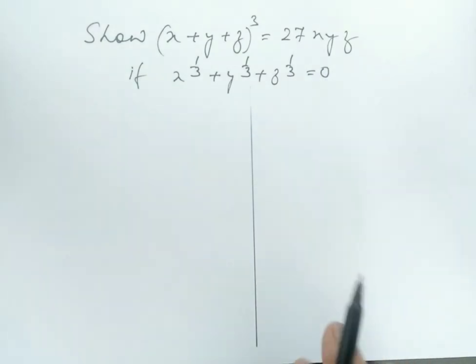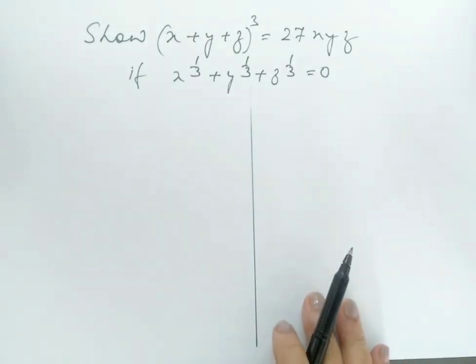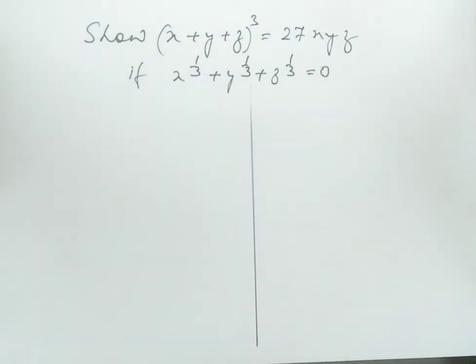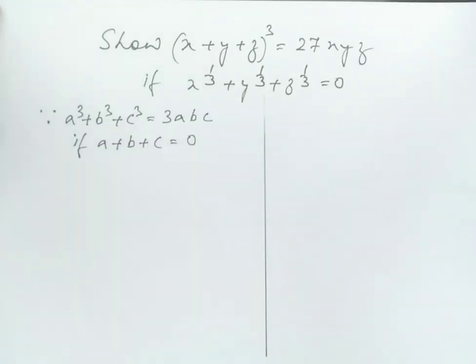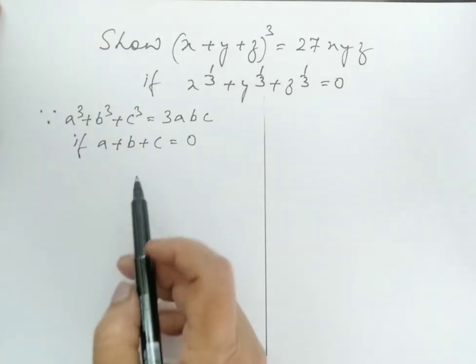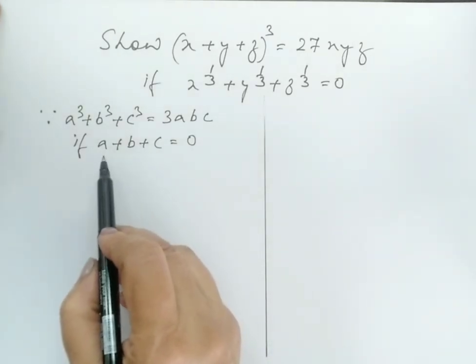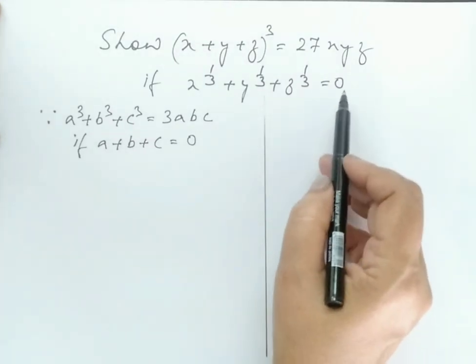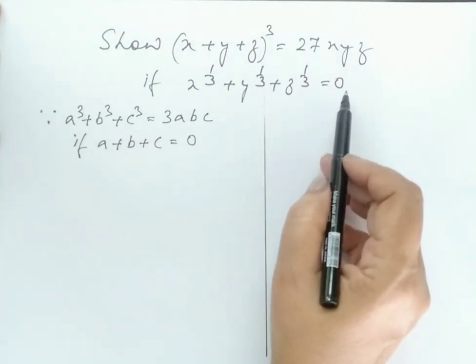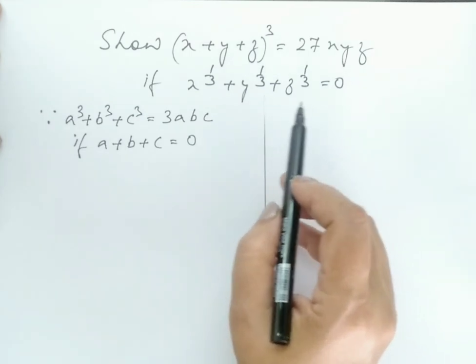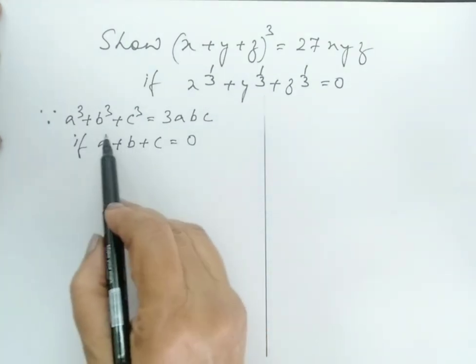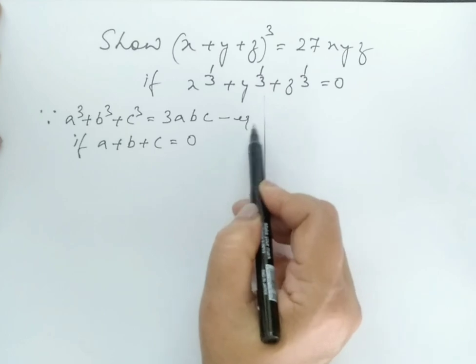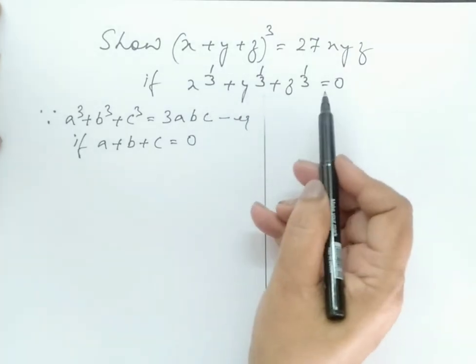So let's use an identity to our favor. So I have written the identity. We can see that a plus b plus c, we have been given, equals 0 already. So let's put the same equation in terms of these values.